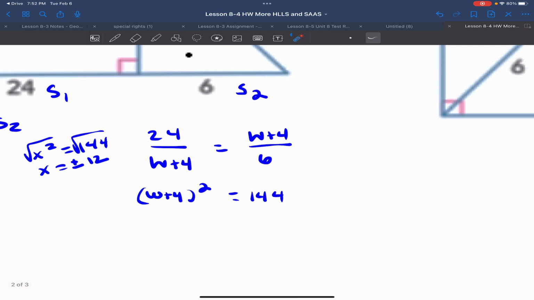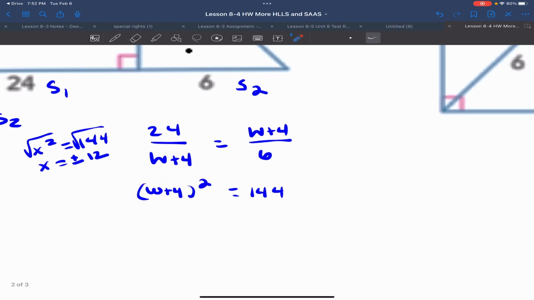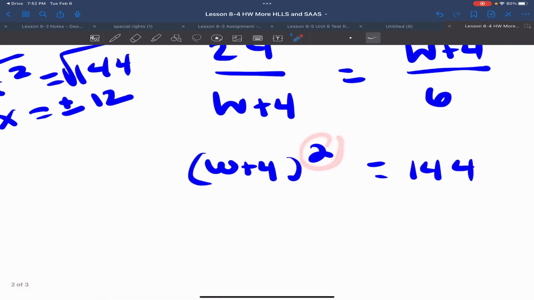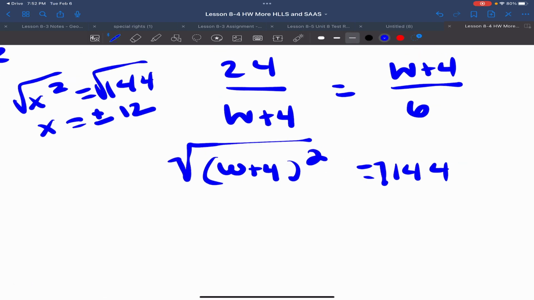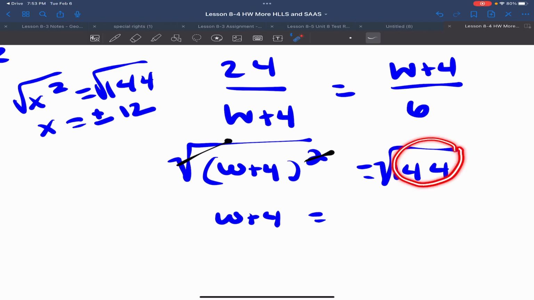You have W plus 4, the quantity squared. Since I have this equals that, I'm not going to rewrite W plus 4 twice and then FOIL and then do the x method. In fact, I'm going to follow this rule. I want to eliminate that exponent of 2, so I'm going to take the square root on both sides. The square root and that 2 will go away. That's awesome. I'm left with W plus 4 alone on the left-hand side, and that's going to equal the square root of 144. But remember, I'm taking the square root on both sides, so I need to have that plus or minus 12.